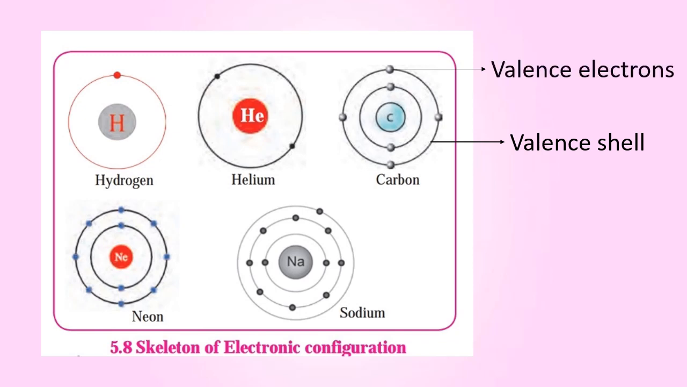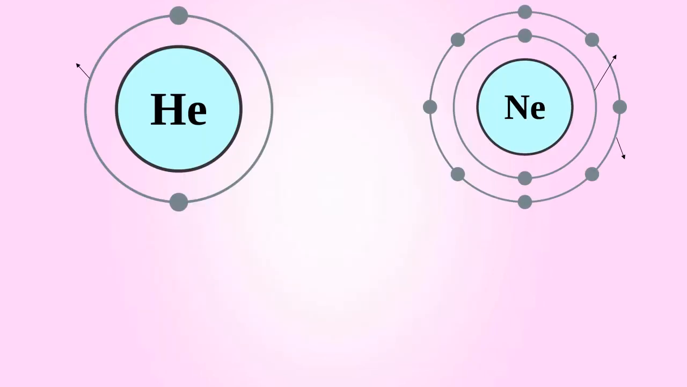It can be seen that the valency of an atom is related to the number of valence electrons in that atom. Let us first look at the elements helium and neon. Atoms of both these gaseous elements do not combine with any other atom. These elements are chemically inert. It means that their valency is 0.